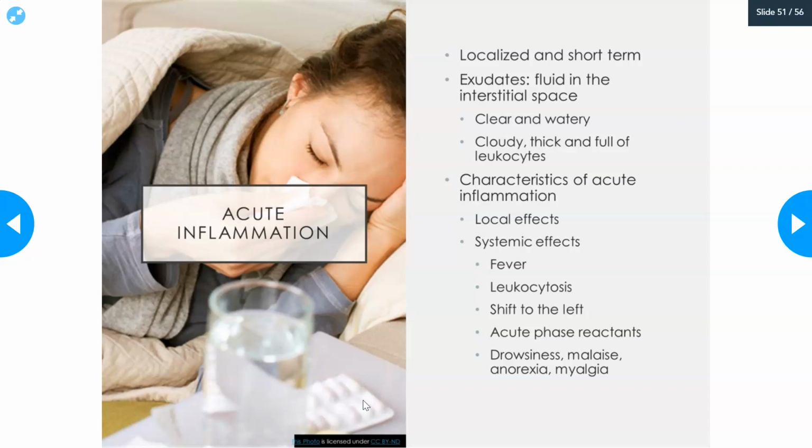Characteristics of acute inflammation are going to be local effects. So locally, usually you have redness, pain, swelling, edema, etc. But the systemic effects of acute inflammation, which is what you would be more likely to see in a case of pneumonia like Perline's case, would be fever, leukocytosis, so a higher white cell count, a shift to the left of your neutrophils, meaning an increased percentage of neutrophils on the diff of your CBC, and an increase in acute phase reactants such as CRP, fibrinogen, etc. Also drowsiness, malaise, anorexia, and myalgia.